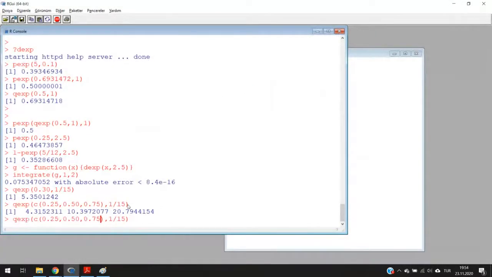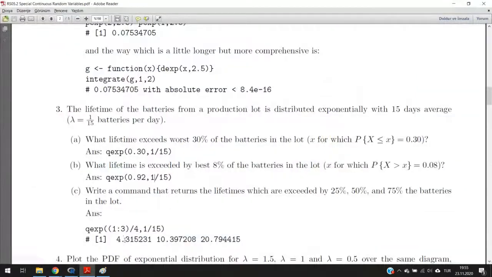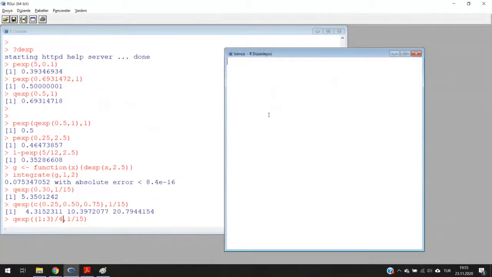Of course, instead of introducing these three values as a vector in a combined function, you can use a much more practical way like this. So you can write a vector from 1 to 3 and divide this by 4. And this is just going to calculate three values, 0.25, 0.50, and 0.75. In fact, these three values, the 25% quantile, 50% quantile, and 75% quantile of the distribution are also called quartiles. Okay, so let me write it here.